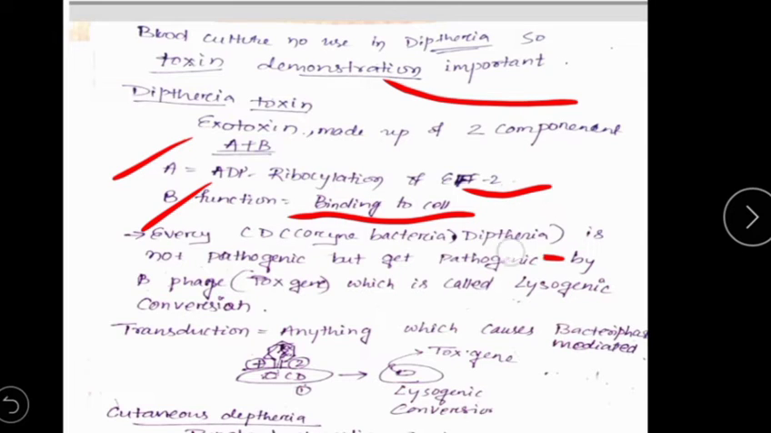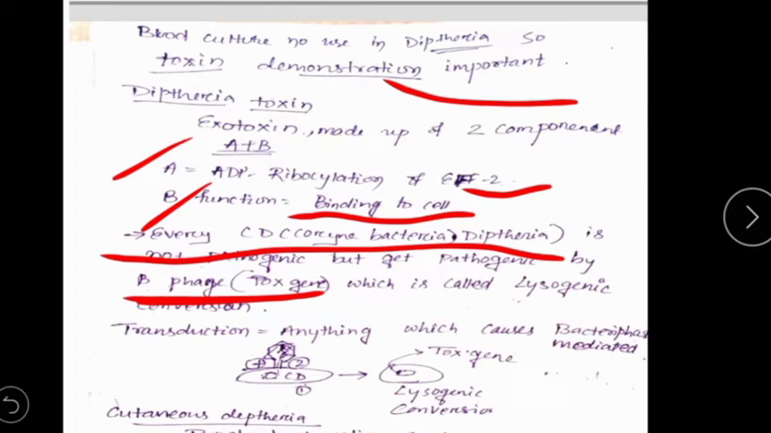So not every colony of the bacteria is pathogenic. Why? Because we discussed before that the tox gene is important for the infection and for the pathogenesis inside the body. So every colony is not pathogenic, but its pathogenic effect is due to the toxin. This toxin is acquired by lysogenic conversion and transduction. The bacteriophage enters the cell and causes alteration of the cell DNA.